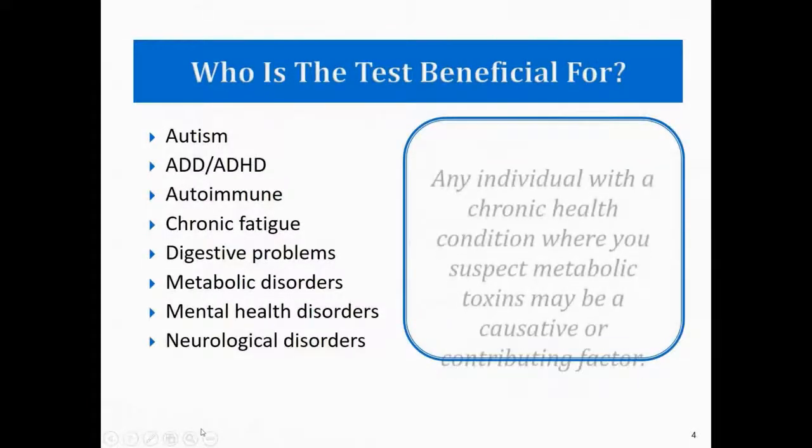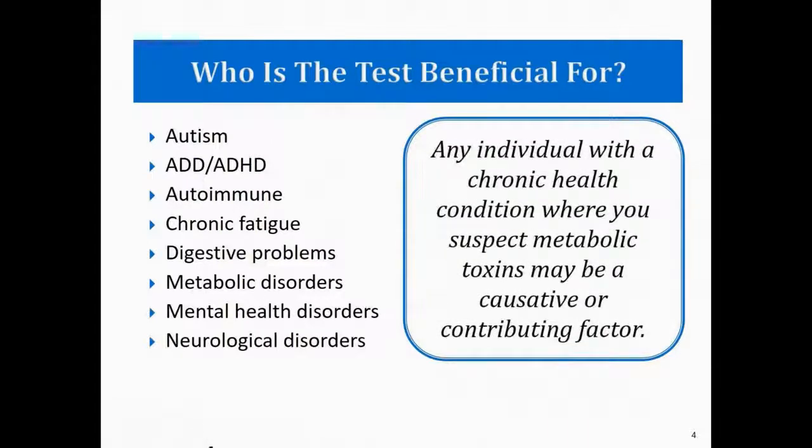As I mentioned before, the organic acid test is not specific for just one group of people. It is clearly beneficial for the autistic kids, kids with ADD, ADHD, but it can be useful in kids or adults with autoimmune disorders and chronic fatigue and digestive problems. A lot of usefulness in learning about the different markers and how they apply to people with mental health problems, and certainly neurological disorders as well. So the reality is any individual with some type of chronic complex health condition, regardless of the diagnosis, the information that can be obtained from the organic acid test can be useful.